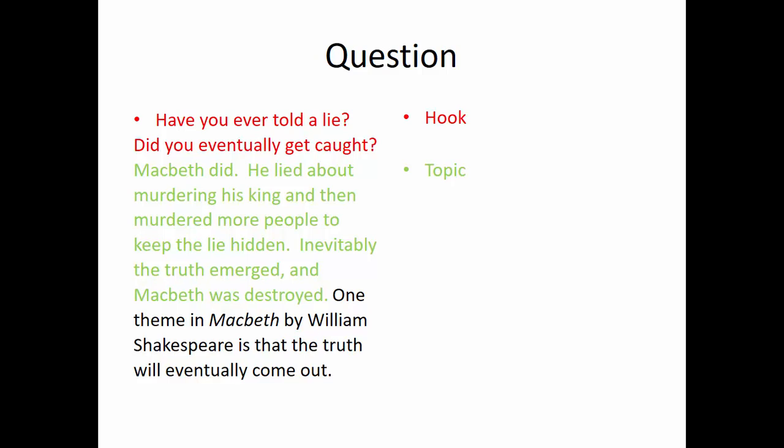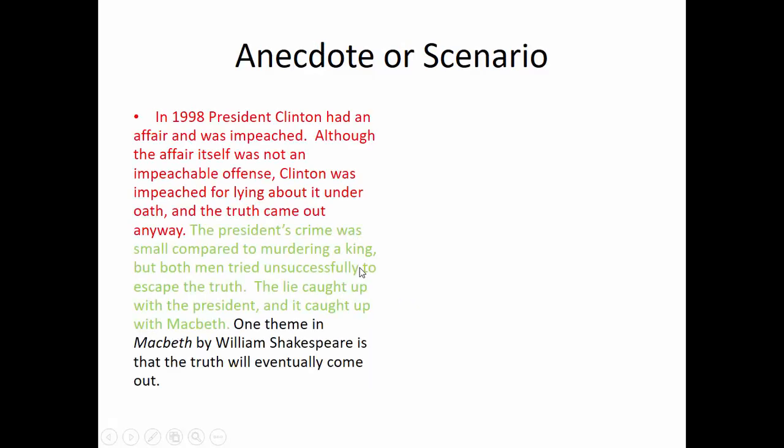So he lied about murdering his king and then murdered more people to keep the lie hidden. Inevitably, the truth emerged and Macbeth was destroyed. And guess what? Here's our thesis. One theme in Macbeth by William Shakespeare is that the truth will eventually come out. How about a little story? In 1998, President Clinton had an affair and was impeached. Although the affair itself was not an impeachable offense, Clinton was impeached for lying about it under oath, and the truth came out anyway. There's my hook, my little story.